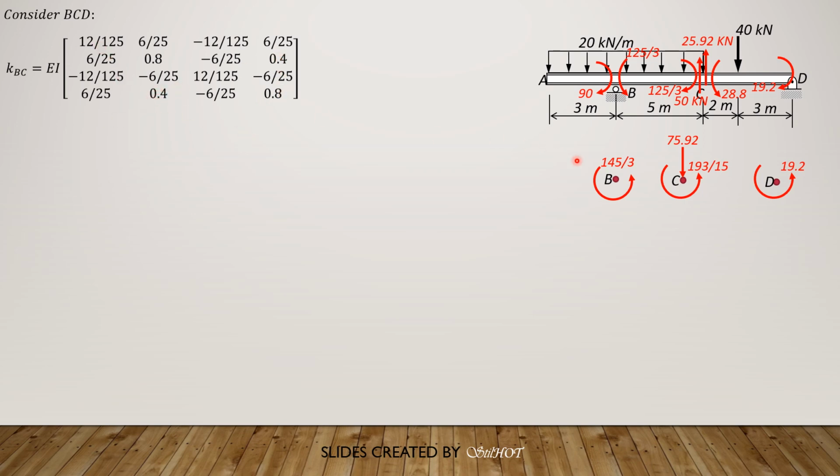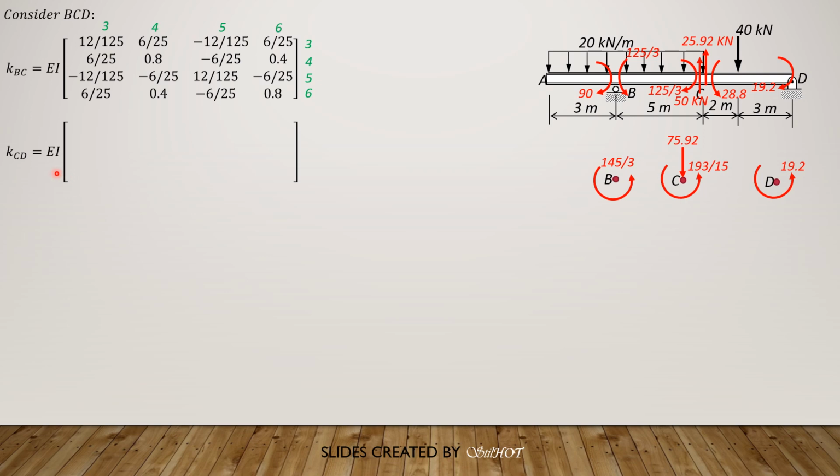The numbering is important. If this is 1, 2, 3, 4, then for this one it is 4, 5, 6, 8, where the rotation is 8. But member BC is 3, 4, 5, 6. Member CD is 5, 6, 7, 8.